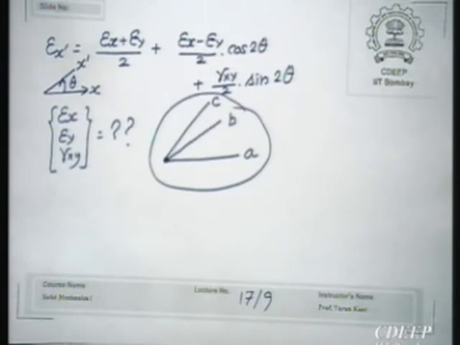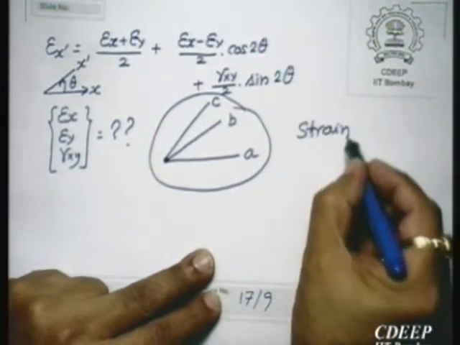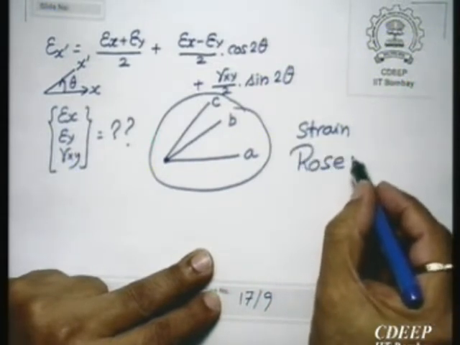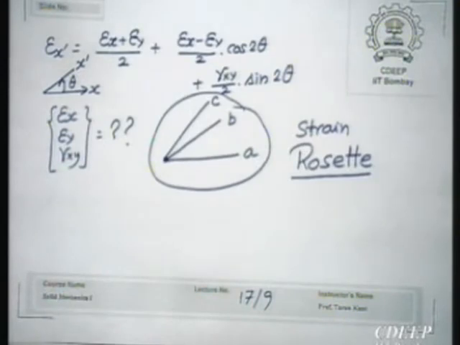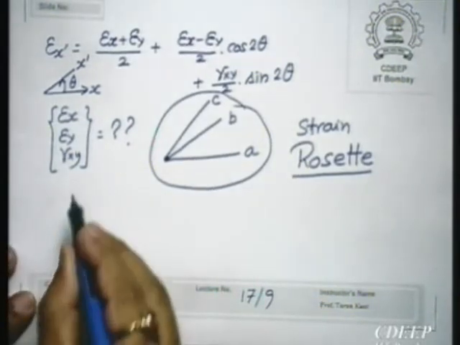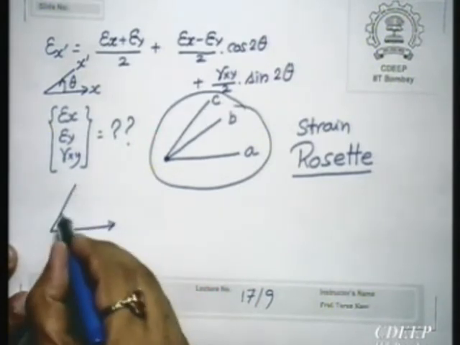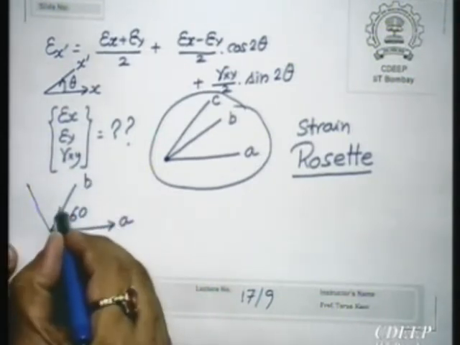This combination is called a rosette, strain rosette. The combination of the 3 gauges together is called a strain rosette. And you are free to fix any angle. You have a delta type, where this angle is 60 degrees, A direction, B direction, and the third direction is 120.